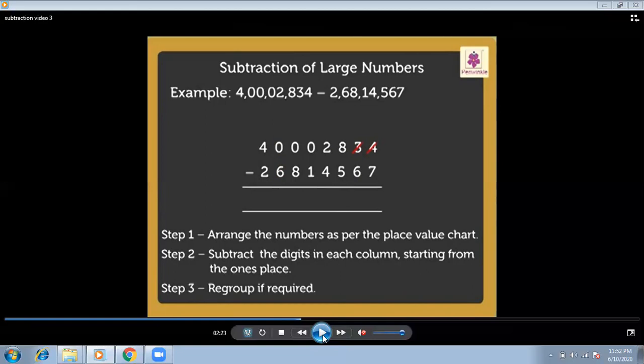Regroup means when we are not able to subtract any number from the above number. So what we will do, for example, here you can see 4 is less than 7. So you can't subtract a bigger number from the smaller number. For example, if you have 4 chocolates and I ask you to give me 7 chocolates, would it be possible for you to give me 7 chocolates? What you will say? Miss, I already have 4 chocolates, so how can I give you 7 chocolates? So it is not possible to subtract the bigger number from the smaller number.